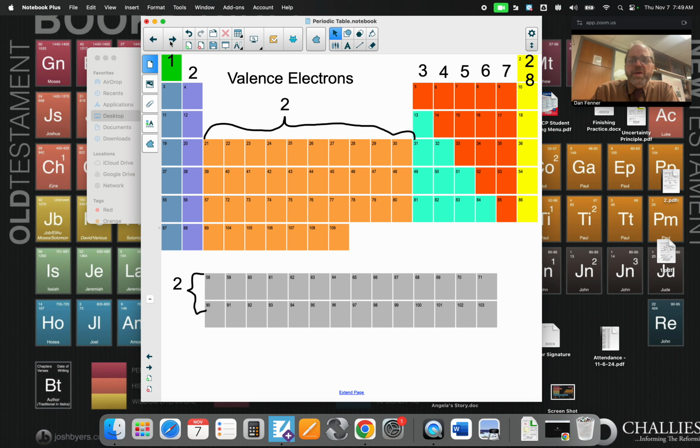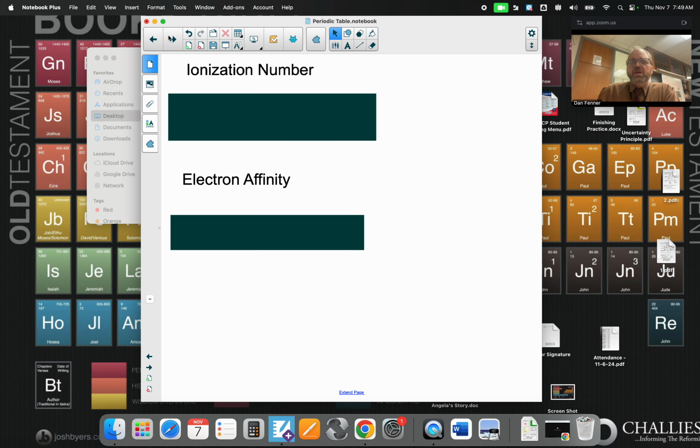So let's do a couple here. Let's say I give silicon. How many valence electrons does silicon have? Look up. It's right there. 4. All right. How about fluorine? Fluorine, right there, it's 7. Hopefully that's pretty good.